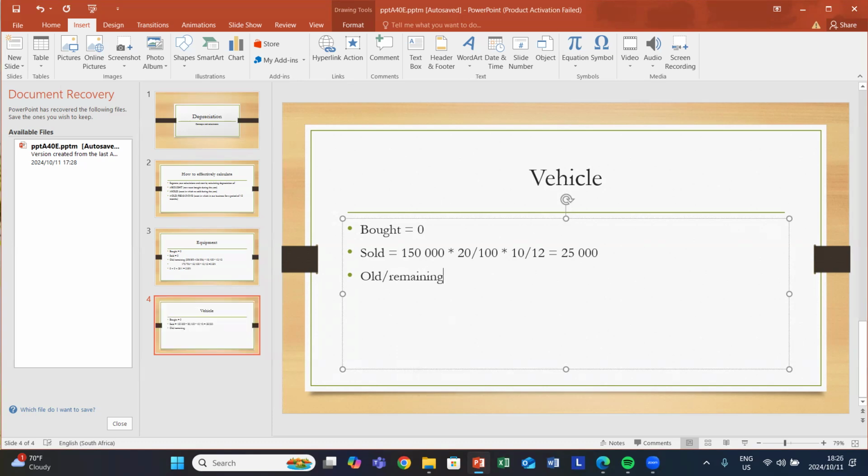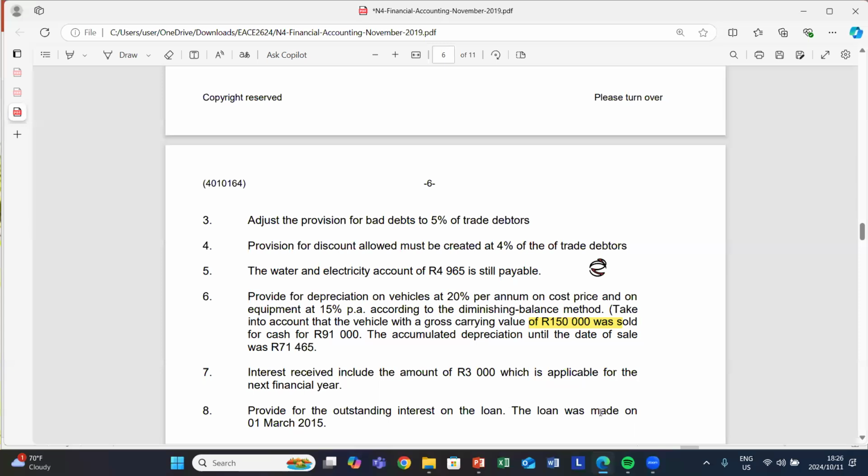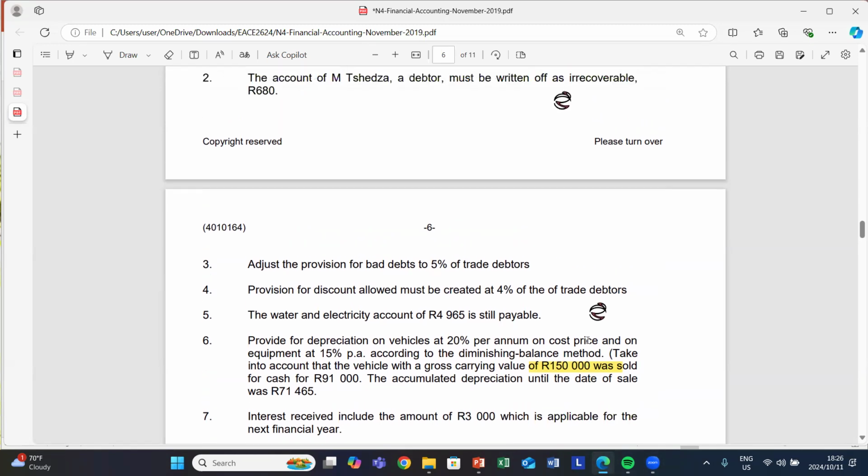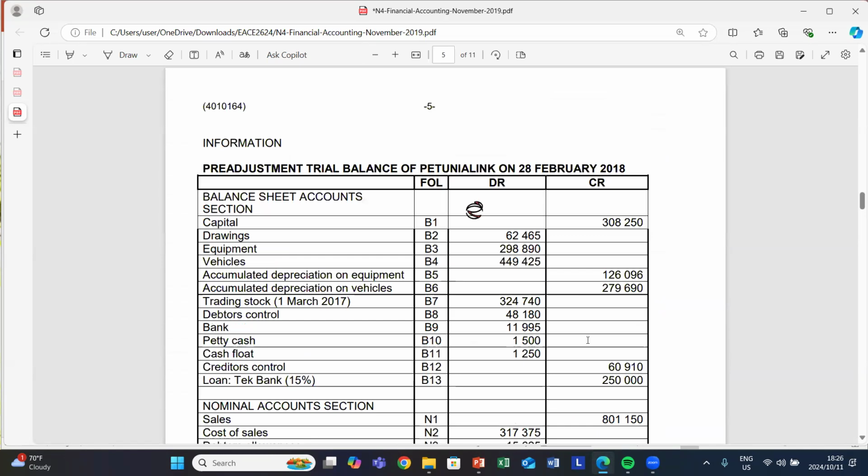Old or remaining, remember, is the asset which you use for a period of 12 months without being touched. Meaning these ones we open our business with and we close our business with. In our transaction, they say that we sold an asset. So when you sell your asset, it simply means that your assets are supposed to decrease. So the cost price of our vehicles is supposed to decrease by 150,000 rand since we sold. Therefore, we'll go to the cost price of your vehicle.